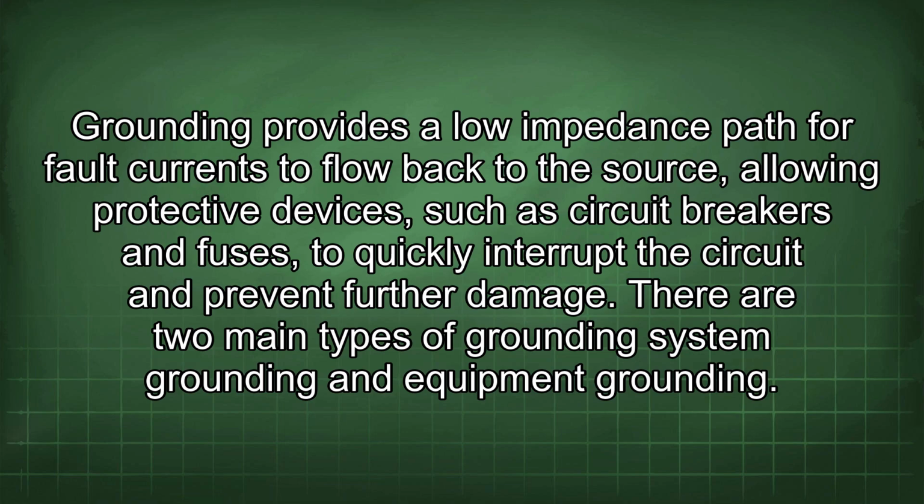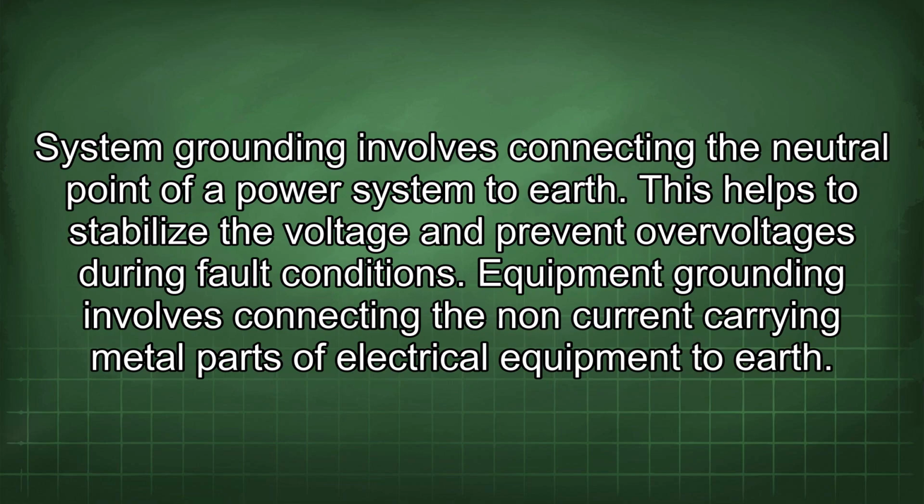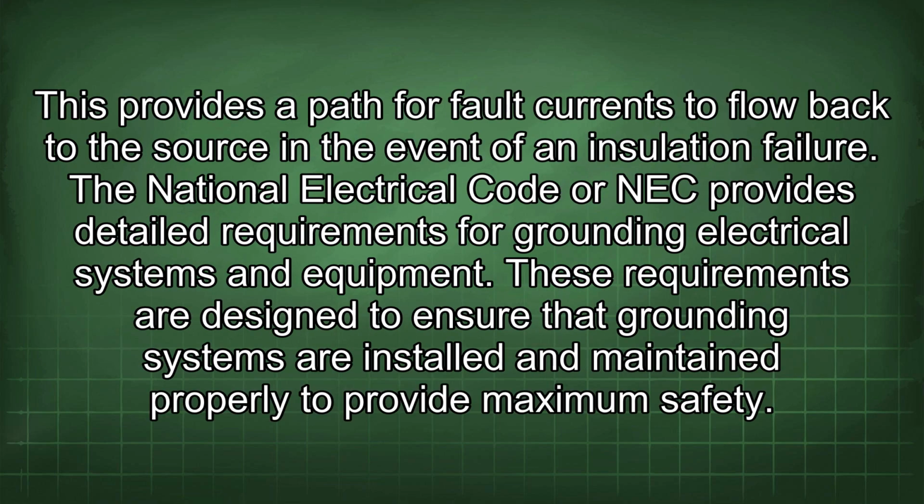There are two main types of grounding: system grounding and equipment grounding. System grounding involves connecting the neutral point of a power system to earth. This helps to stabilize the voltage and prevent overvoltages during fault conditions. Equipment grounding involves connecting the non-current carrying metal parts of electrical equipment to earth. This provides a path for fault currents to flow back to the source in the event of an insulation failure.